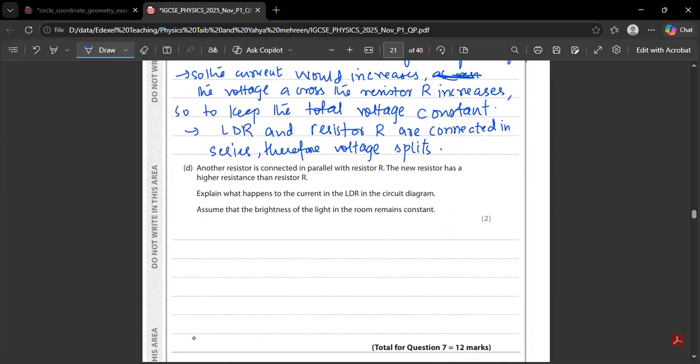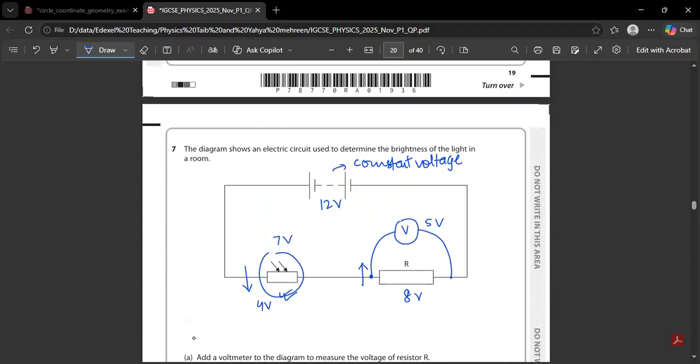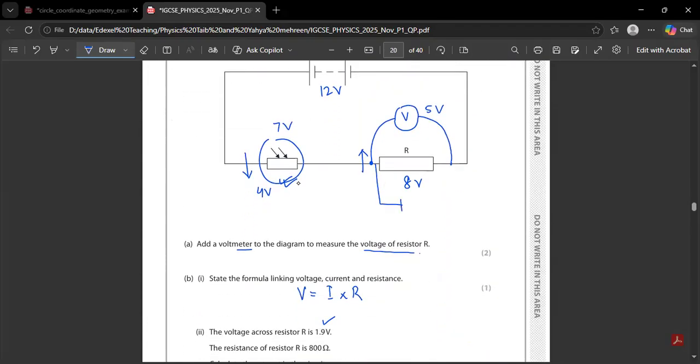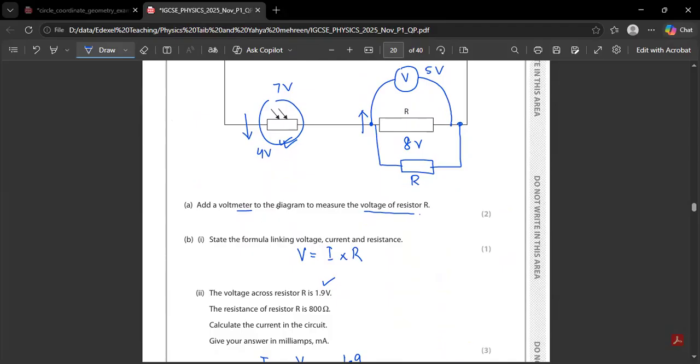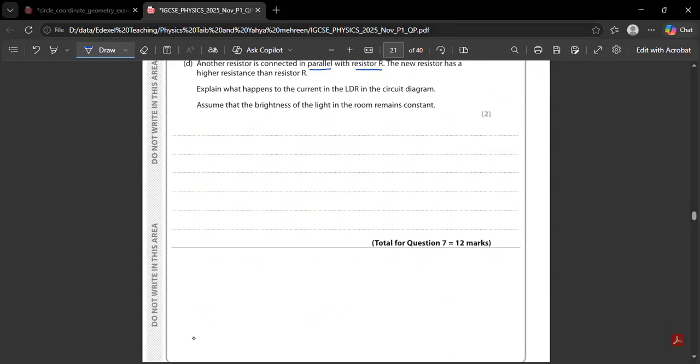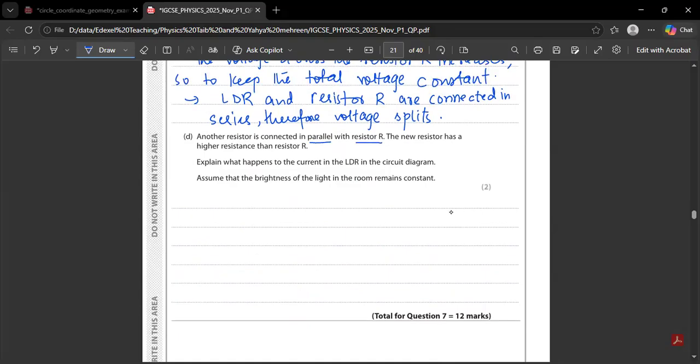Now, another resistor is connected in parallel with resistor R. The new resistor has a higher resistance than resistor R. So the question says that another resistor is connected across this resistor R, and this resistor has greater resistance than R. So explain what happens to the current in the LDR and the circuit diagram.